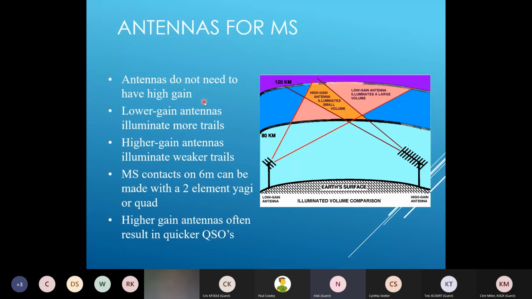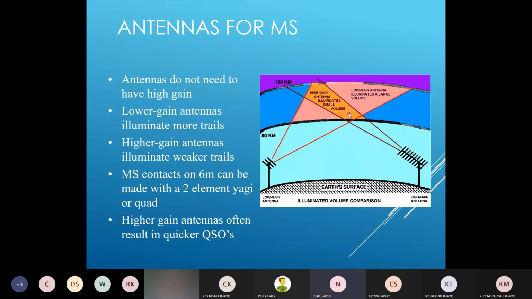Okay, you don't really need it to have a really high gain. Lower gain antennas illuminate more trails. That's shown by this antenna. This is the lower gain antenna, and you can see it has a wider beam width. So it sweeps a larger area where meteors would intersect the area, meaning you'd have a better likelihood of actually running into one.